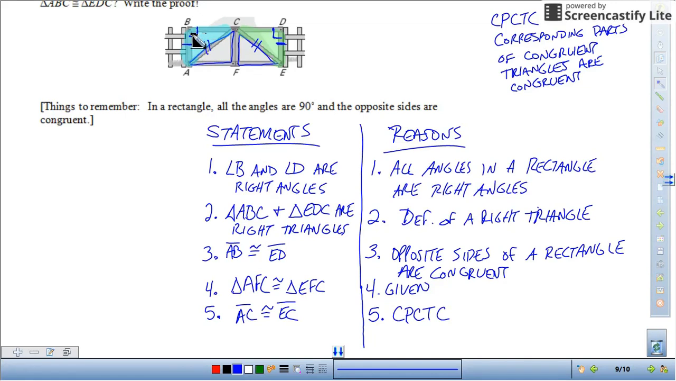So now when we look at our diagram, we have shown that there are right triangles based on the right angles at B and D. We have now shown that the hypotenuse, the side opposite the right angle, is congruent. And we know that one of our legs must be congruent. So we now have enough information to say that triangle ABC is congruent to triangle EDC, and that is because of our hypotenuse leg theorem.